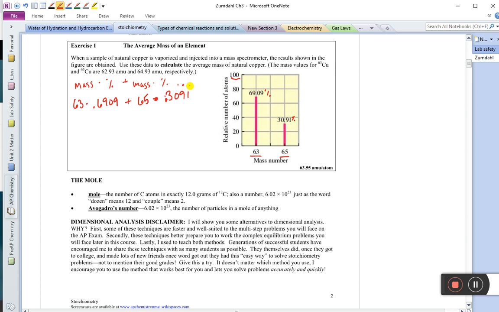Hopefully you got that put in your calculator. Hopefully you worked out to the answer it's giving us, which again is closer to the 63.